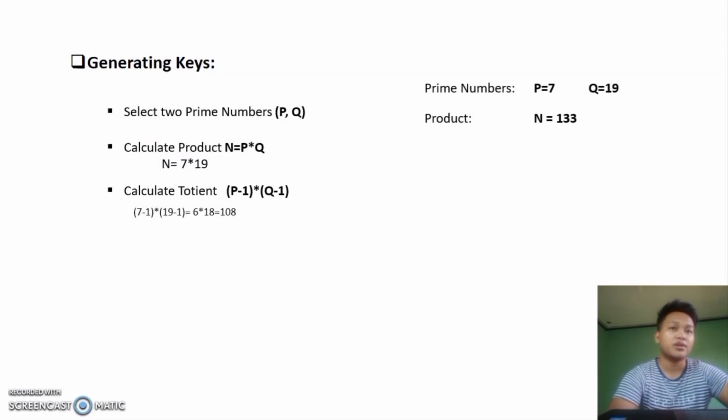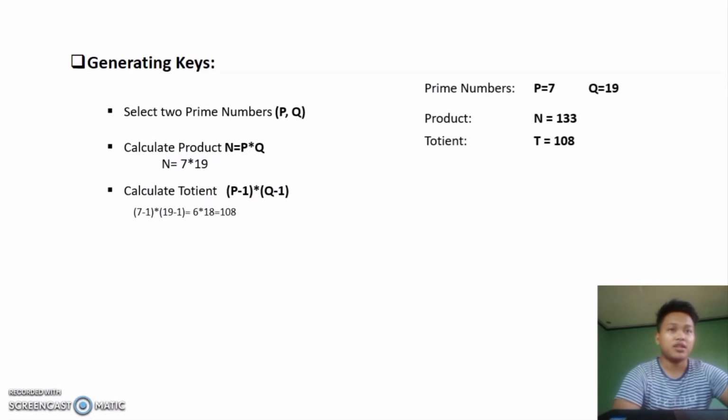So our prime number P is equal to 7 and Q is equal to 19. Then 7 minus 1 is equal to 6, and 19 minus 1 is equal to 18. Let's multiply 6 times 18, so we get 108, and we're going to call this value T, or totient. So now we already have our prime numbers, the product, and the totient.